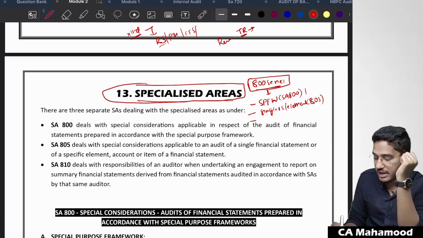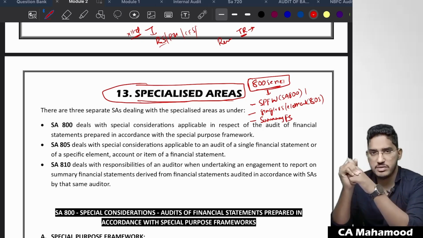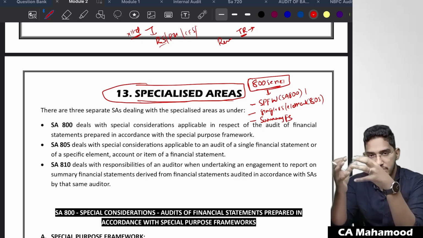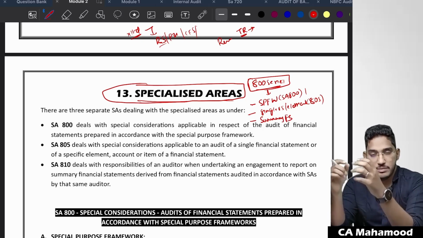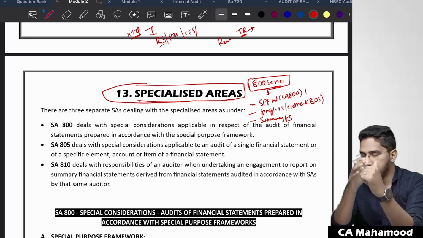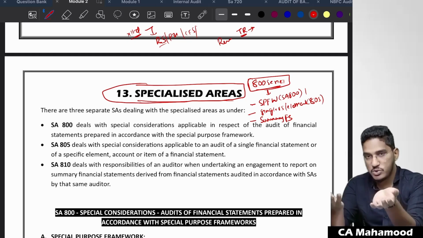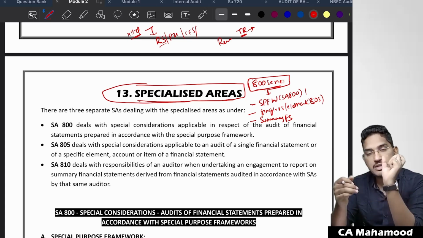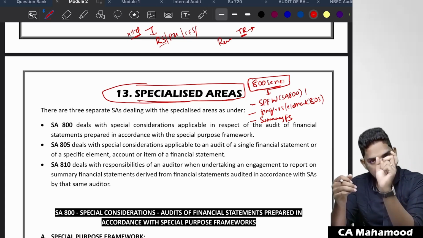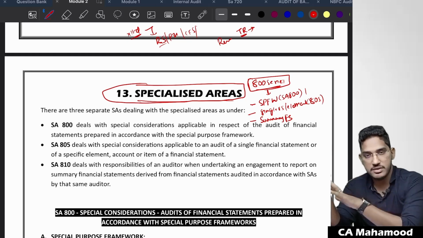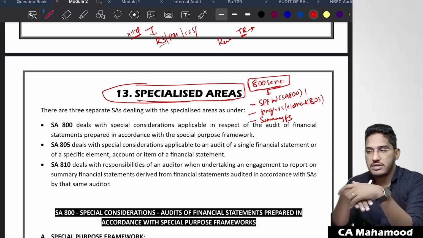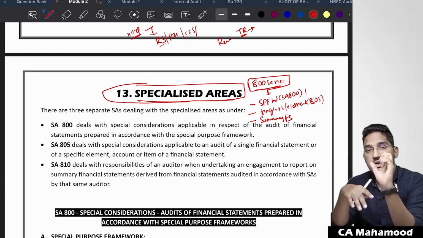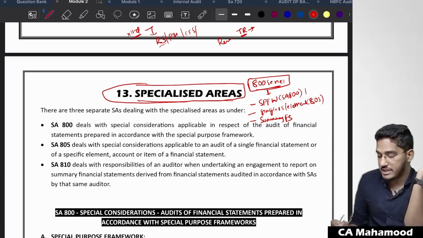Next, sometimes the clients will prepare something called summary financial statements, abridged financial statements. Have you heard that in the Companies Act? So sometimes one main set of financial statements will be there. Apart from that main set, the company will prepare one more summarized version of the financial statements also. So sometimes you will be called upon to conduct audit of that summarized financial statements, to express opinion on that summarized version, not the detailed financial statements. As a chartered accountant in practice, you will be called upon to conduct audit of that and express opinion on that.